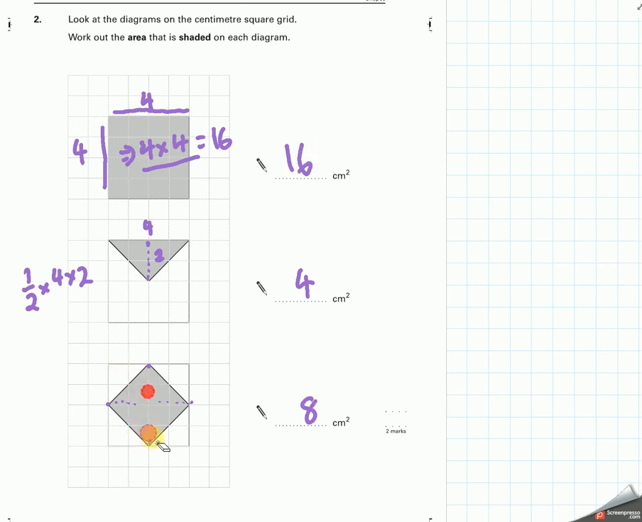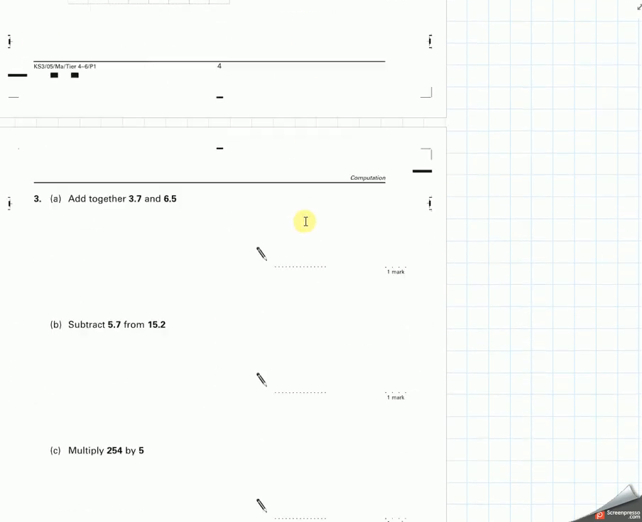To calculate the area of this using shapes is very hard. You have to know Pythagoras if you were to do the length here by the length there. So it's outside the scope of the 4 to 6 paper. Scroll on to question number 3.